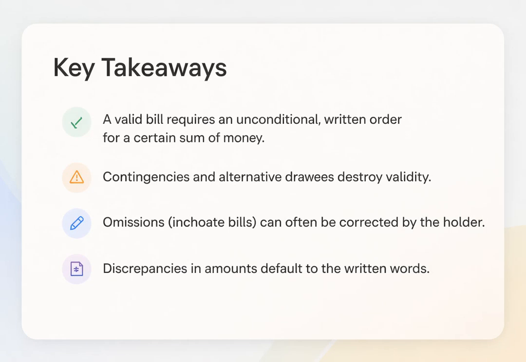To wrap up, remember that a bill of exchange must be a clear, unconditional, written order for a specific amount of money. While major flaws like contingencies or alternative drawees will invalidate it, the law is quite forgiving with minor omissions like missing dates or mismatched numbers. Keep these principles in mind, and you'll master the Bills of Exchange Act.